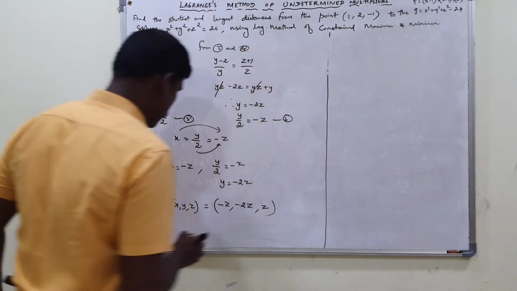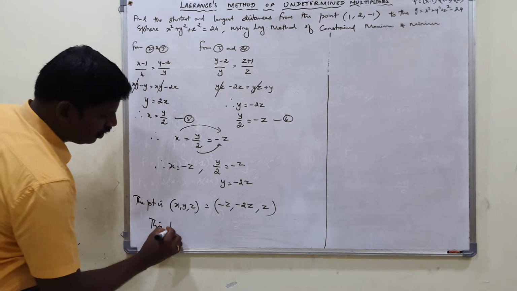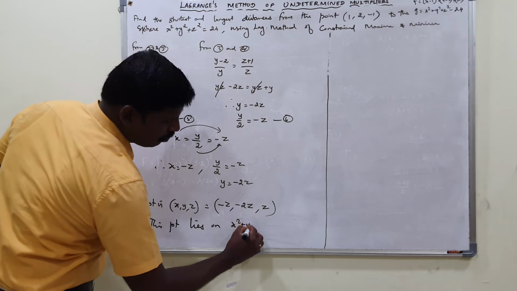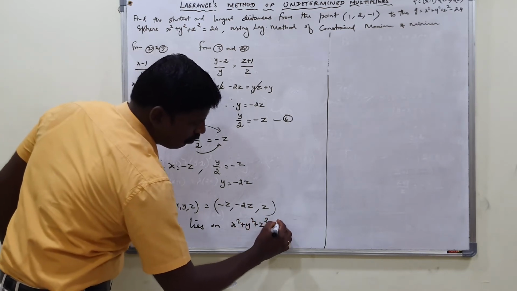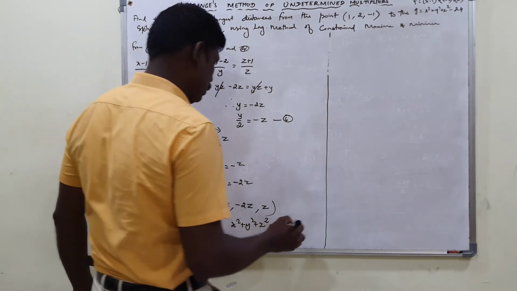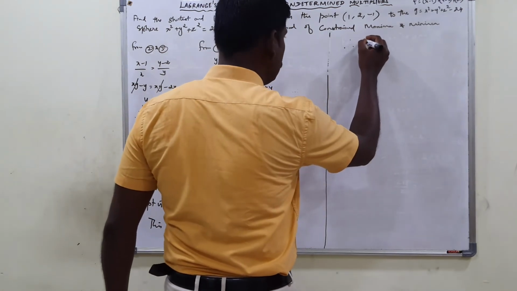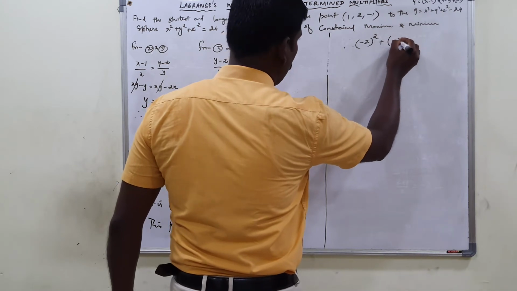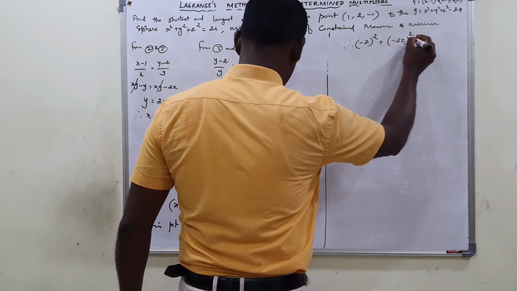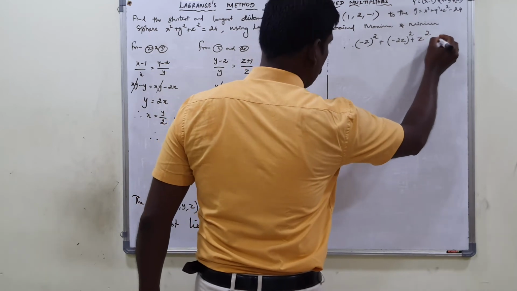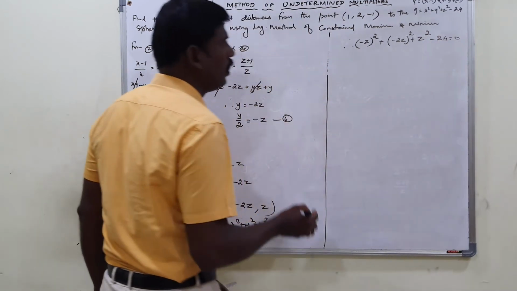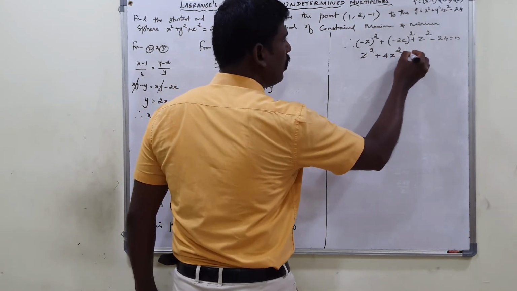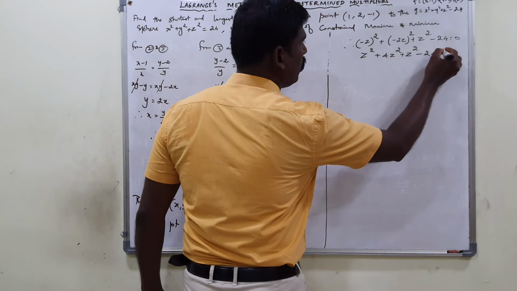So this point lies on x square plus y square plus z square minus 24 equal to 0, isn't it? Therefore, what is x? Z minus z the whole square plus what is y? Minus 2z the whole square plus z square minus 24 equal to 0. Okay, right? So z square plus 4z square plus z square minus 24 equal to 0.